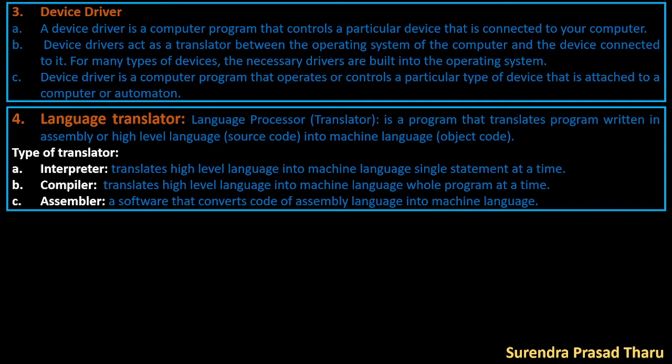There are different types of language translator, but in this system we are going to learn three types: assembler, compiler, and interpreter. Assembler is the language translator that translates only assembly language.